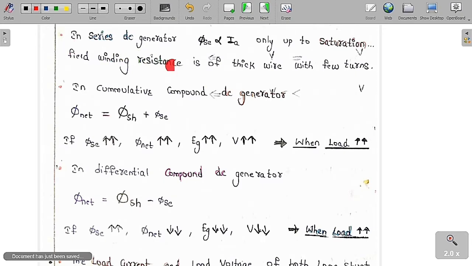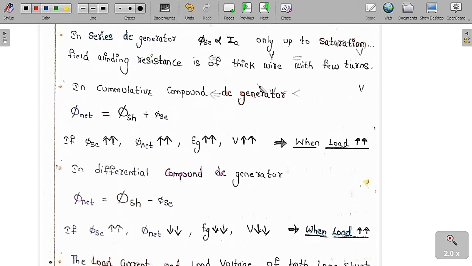Whereas in a series DC generator, phi S is proportional to IA only up to saturation. The field winding is of thick wire with few turns. Here in the DC series generator, the flux is directly proportional to armature current, but only up to saturation. After that, flux is constant irrespective of the current IA. Therefore we use a field winding of thick wire.